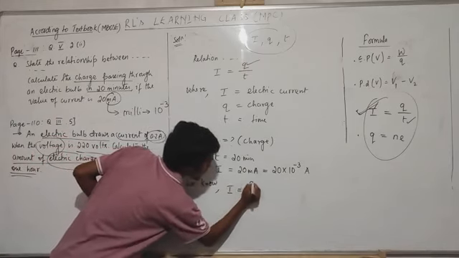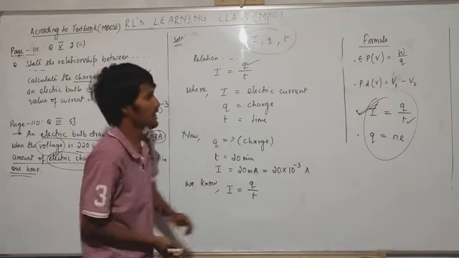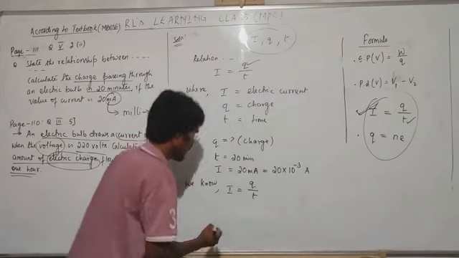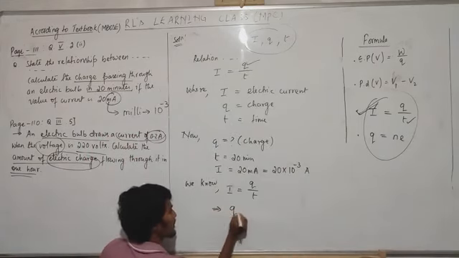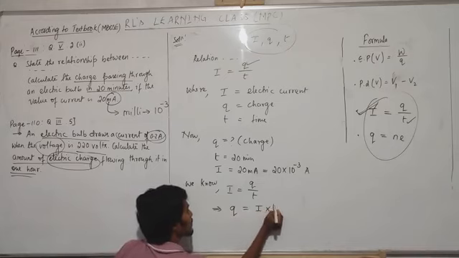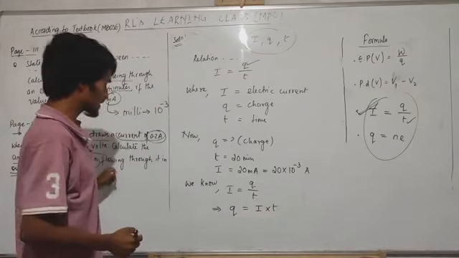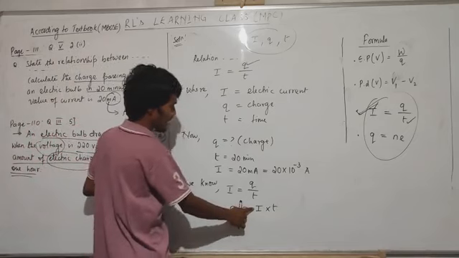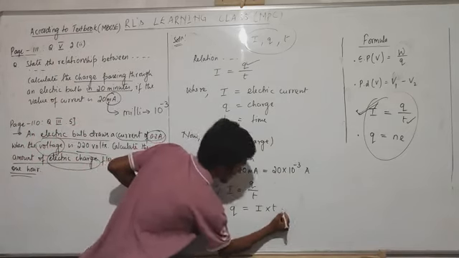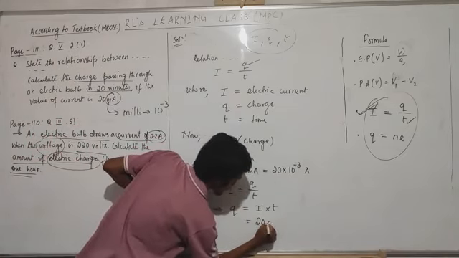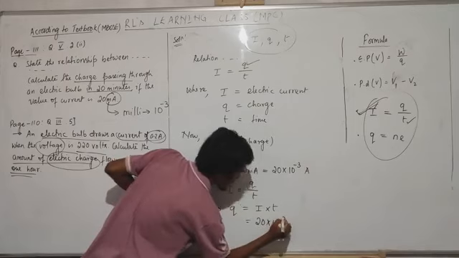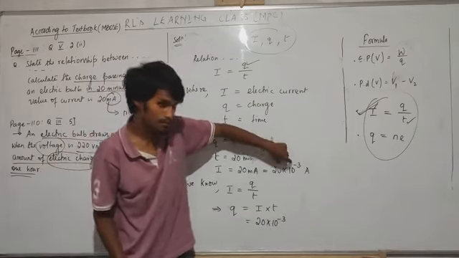Then we know I is equal to Q by T. Again, this will be the formula. Then we need to find Q, so Q is equal to I into T, the same as the last question. Then what's the value of I? The value of I is 20 into 10 to the power minus 3. That's the value of I.